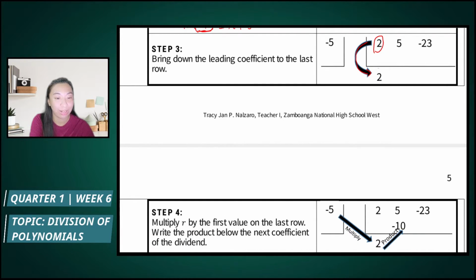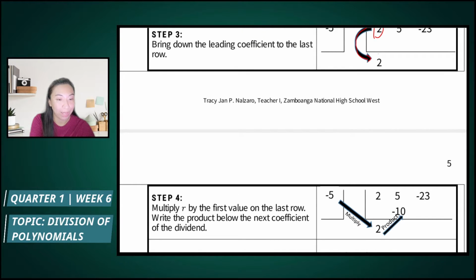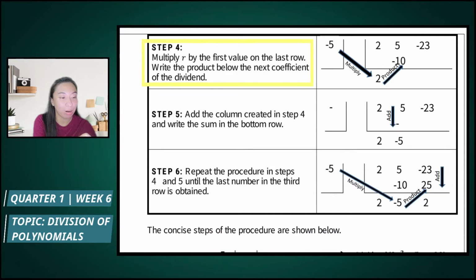Next, multiply r by the first value on the last row. The first value of the last row is 2, so we will multiply r by 2. Negative 5 times 2 is equal to negative 10. The product, which is negative 10, will be written below the next coefficient of the dividend. The next coefficient of the dividend is 5, so we place it below the 5. That is why negative 10 is there.